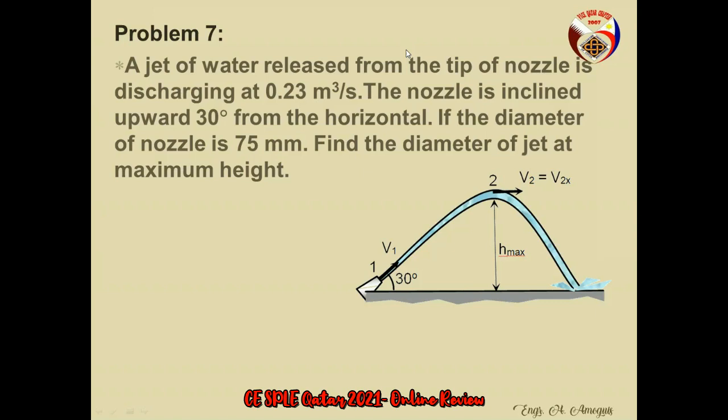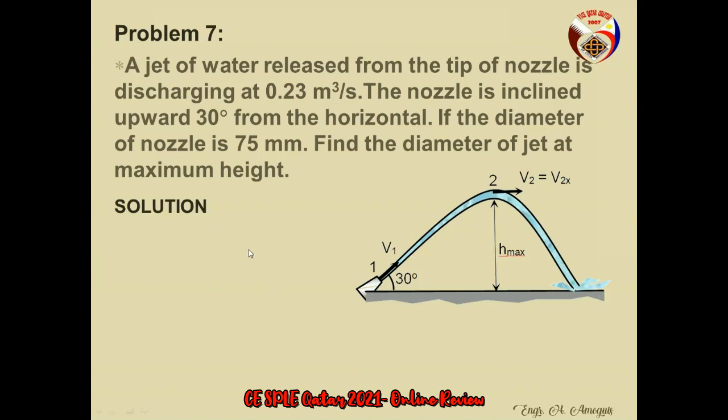Nung ako, hindi ko maisip yun. Q1 equals Q2. Dapat mas malaki yung diameter at point 2 dahil parehas yung discharge. Yung velocity at maximum height, wala yung Y component, meron lang yung X component, kaya mas maliit yung velocity, mas malaki yung diameter. Yung hula ko, tumama din. Mas malaki yan sa 75.